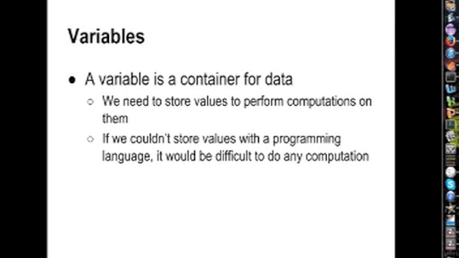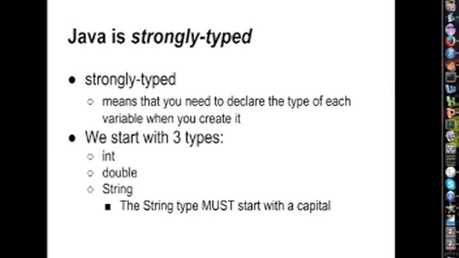Okay, let's talk about variables. So a variable is a container for data. We need some place to store values while we perform some computations on them. If we couldn't store values with a programming language, it would be very difficult to do much computation. So these variables are going to be quite important, and after a while, they'll just be second nature to you. So Java is what we would call a strongly typed language.